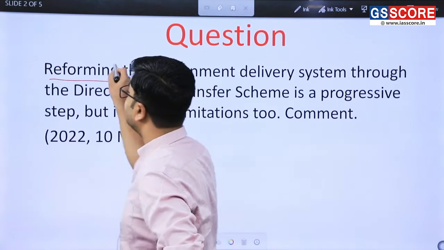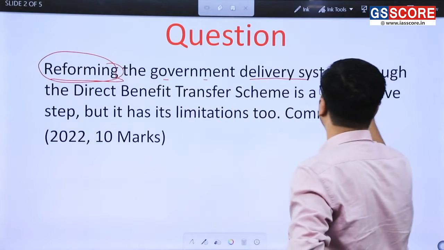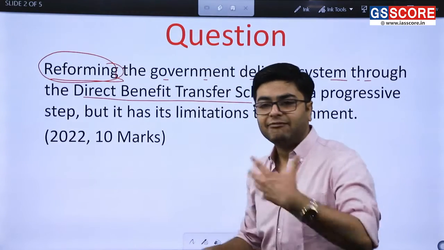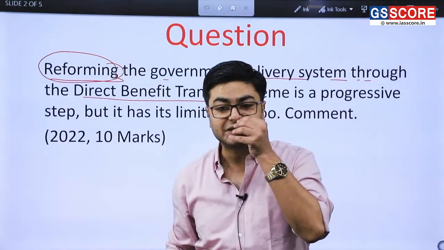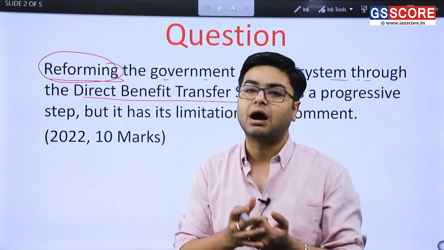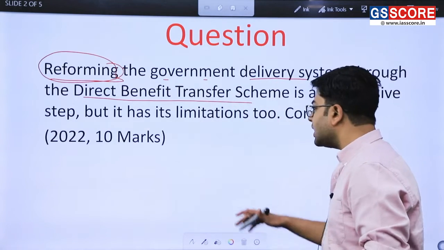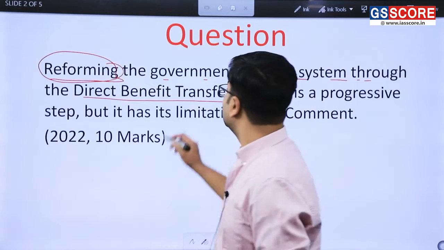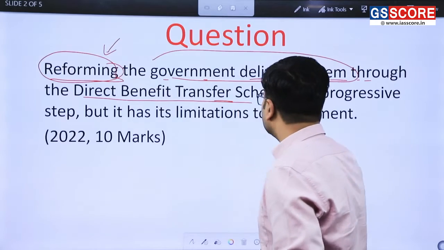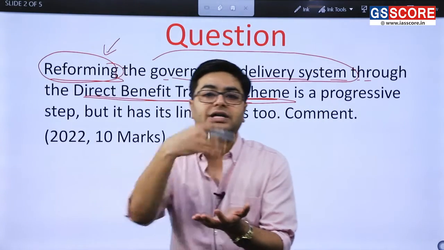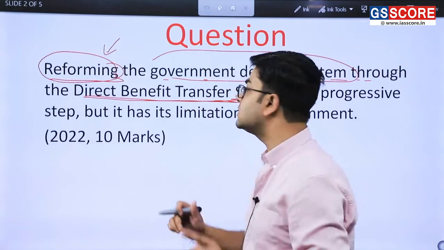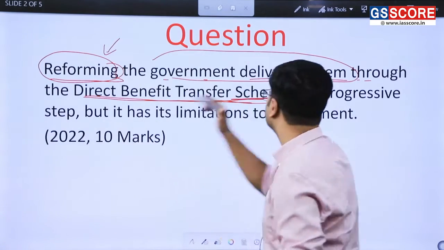So the question says reforming the government delivery system through direct benefit transfer. There have been governance and delivery systems even before the coming up of the governance and good governance idea, right? But the point is that the government delivery system and its reform, and this direct benefit transfer, how does it alleviate the qualitative aspects of the governance?